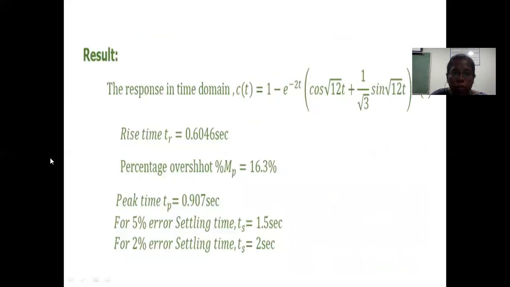So finally, we are getting our result. First, we have to obtain the time response c of t. Then we calculated rise time, peak overshoot, peak time, and settling time for both the criteria, 5% as well as 2%.